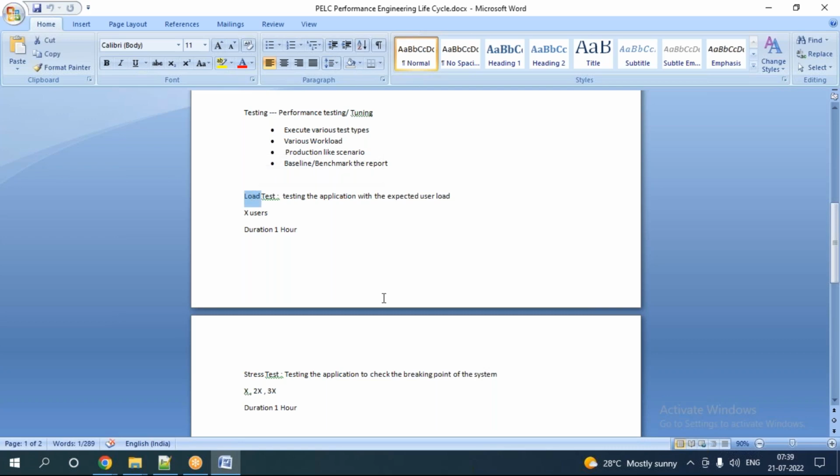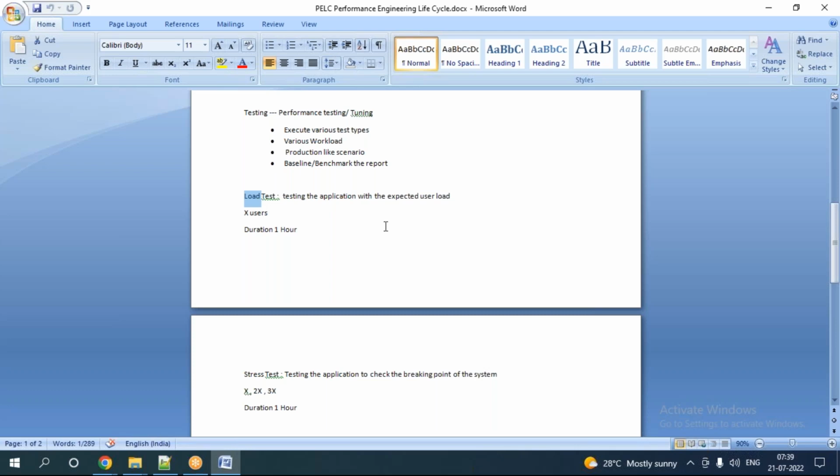If somebody asks what load test means, we can tell them: testing the application with the expected user load. What is the expected user load? That is a keyword, okay? It is the number that you are expecting in production, in the real world. This much of people only will come to your application. For that number, if you are testing, that is actually called load testing.